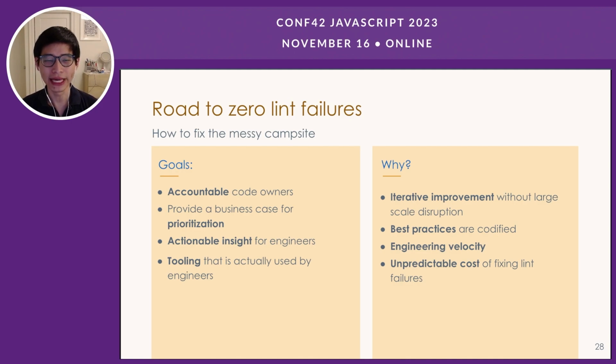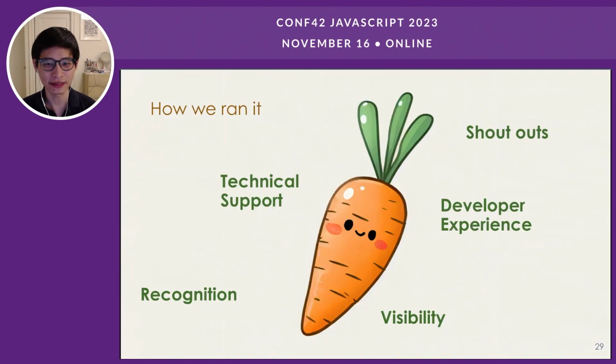So we had these goals of having accountable code owners, prioritizing lint failures, having a business case for getting prioritization, getting some sort of actionable insight for engineers, so they know what to actually fix, and tooling to tie it all together. So really, we provided a lot of technical support. If someone's trying to clean up a lint failure, we'll guide them step by step.